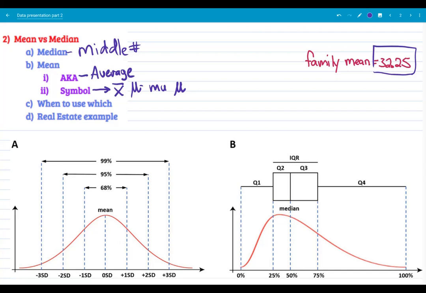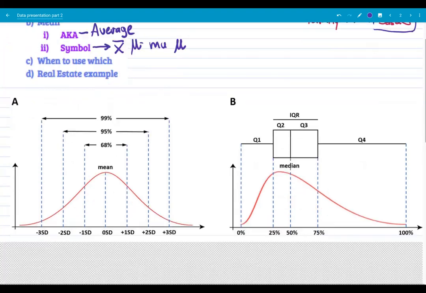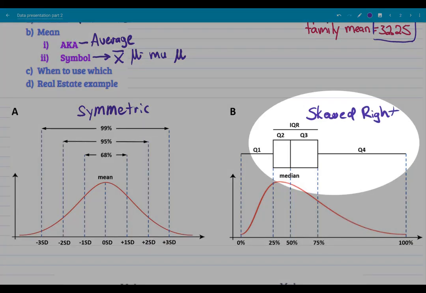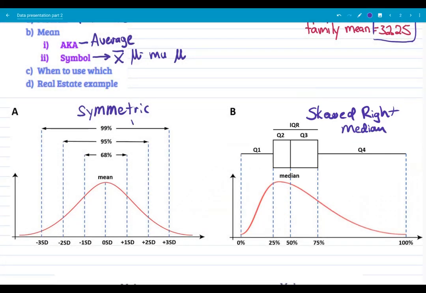Now, median and mean. When do you use which one? Last week we talked about how data looks. I'm looking at these two graphs on the screen. This one, remember we said, is symmetric. And this one is skewed. Skewed right. It doesn't matter if it's right or left, but if it's skewed, you're going to use the median. If it's symmetric, you're going to use the mean.